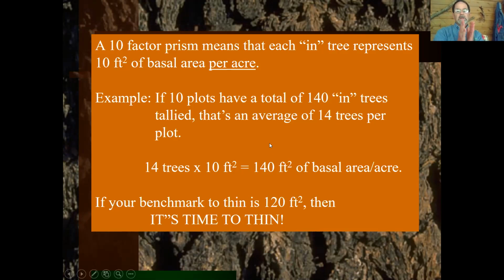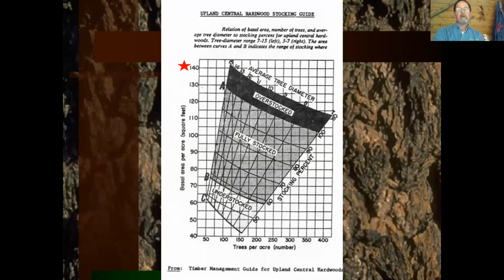Remember, we talked about this not long ago. 140 square feet of basal area is pretty high. If your benchmark to thin is 120 square feet, then it's time to thin. As a refresher, here's that table I'm referring to, the Gingrich chart. In this example, we said, wow, it's running 140 square feet of basal area. When you project that over, that's well into the overstock range, and it's past time to thin.